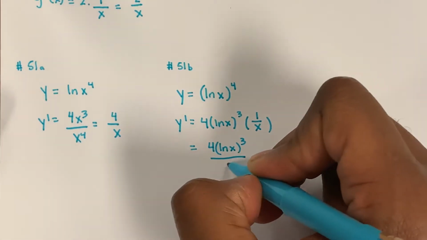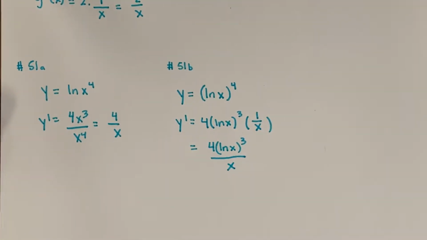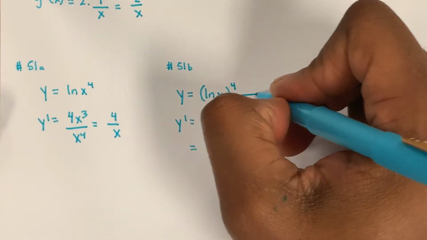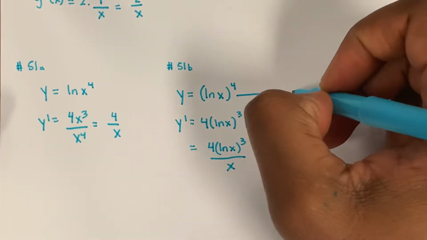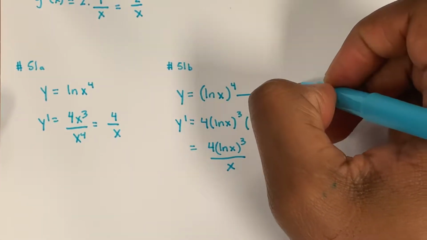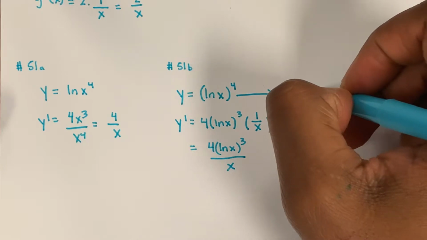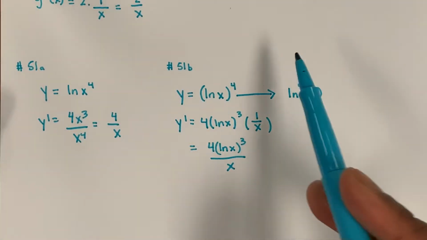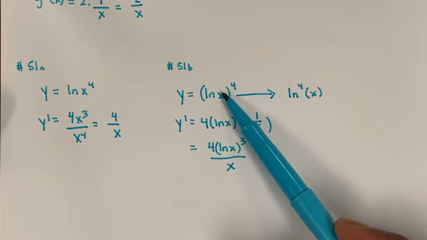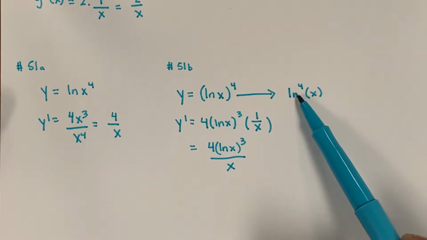cubed over x. Now, we more commonly see the ln of x to the fourth written as ln to the fourth of x, so we don't confuse the 4 with being an exponent for the x when it's supposed to be the exponent for the logarithm.